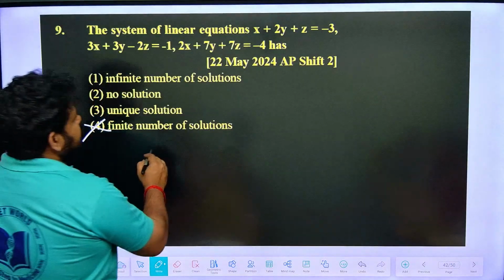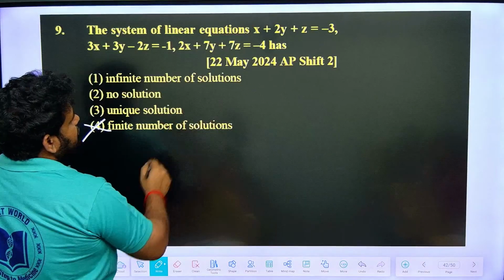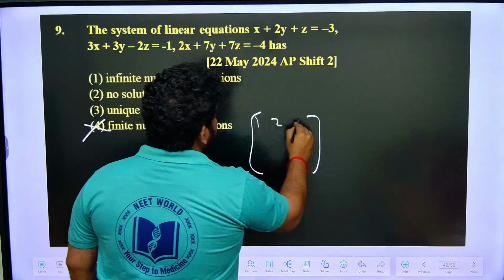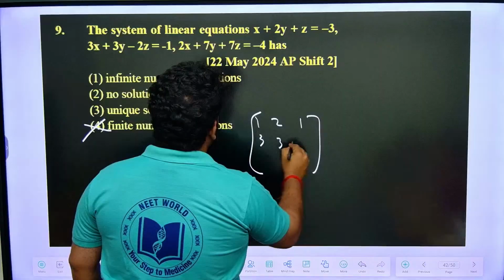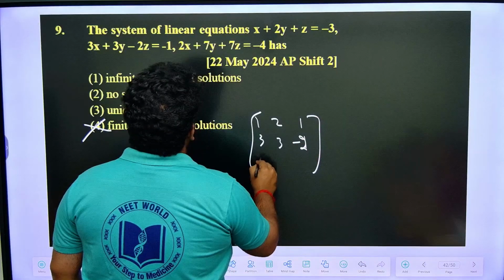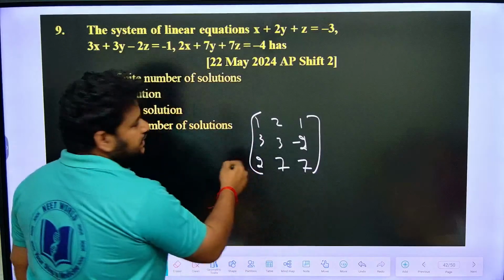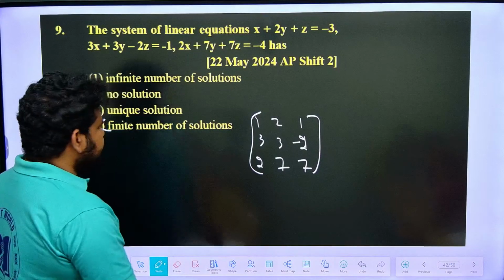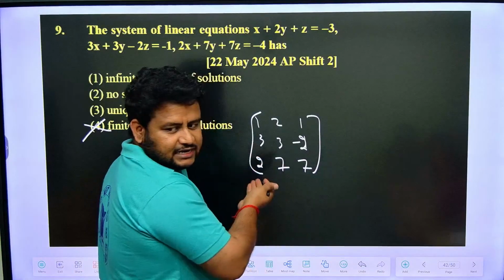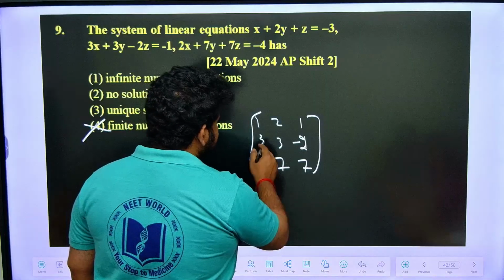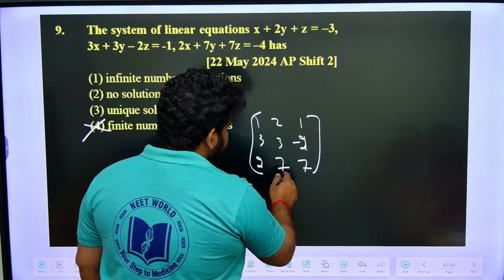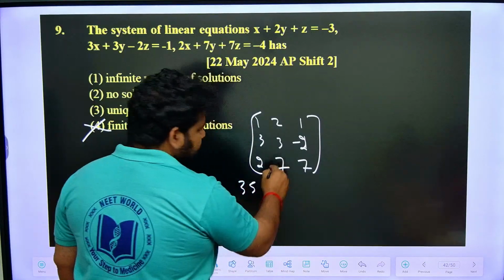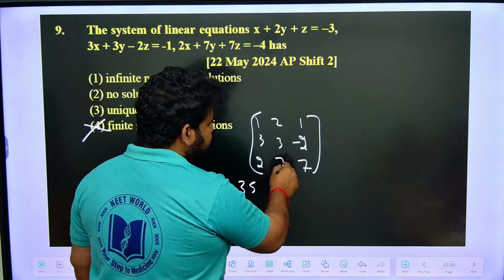So first let us check this. It is given as x plus 2y plus z is equal to minus 3. For this let us take the matrix A: 1 2 1, then 3 minus 1 minus 2, next 2 7 7. Let us find delta of this, whether it is equal to 0 or not. If delta is not equal to 0, you will directly get a unique solution. This will become: 3 sevens are 21, plus 7 twos are 14, 21 plus 14 is 35.